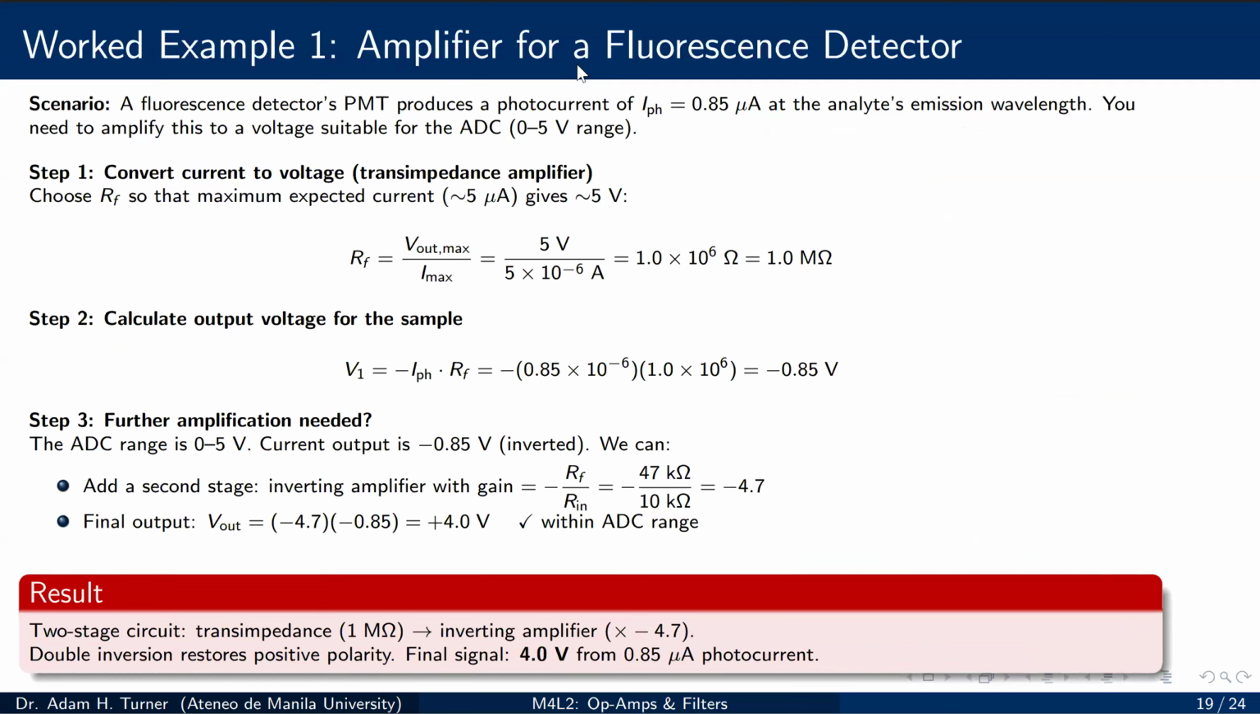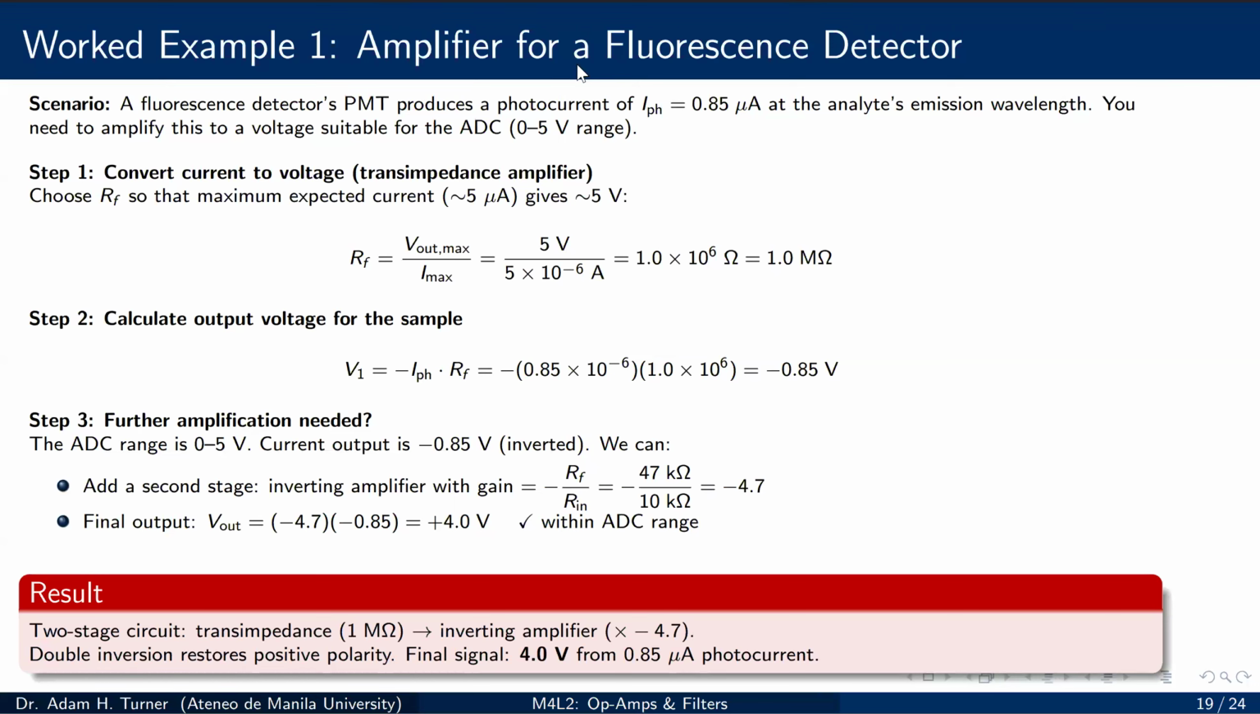Okay, so let's tie this all together with a worked example on an amplifier for a fluorescence detector. A fluorescence detector's PMT produces a photocurrent of 0.5 microamps at the analyte's emission wavelength. We need to convert this to a voltage suitable for the ADC, which accepts 0.0 to 5 volts. Step 1 then is we need to convert the current to voltage using a transimpedance amplifier.